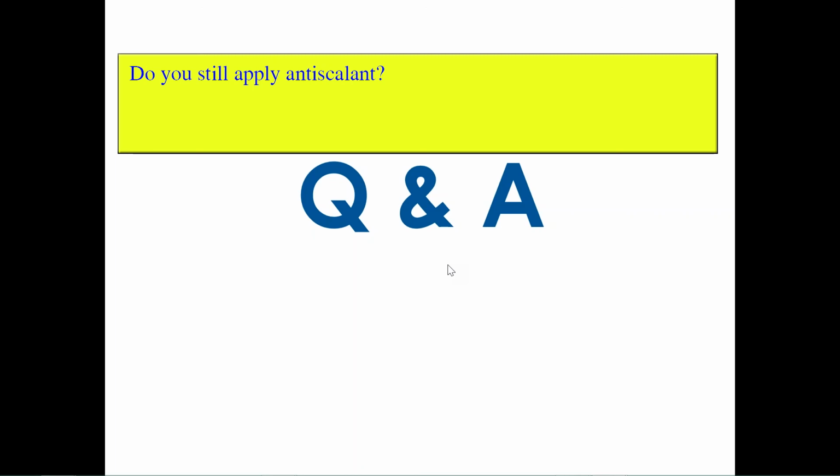Okay, the question is, do we still apply anti-scalant? The answer is yes, and in fact, pretty much in the same way that you would for a conventional RO system when you're driving to whatever recovery rate you're driving to. Sometimes we're able to get away with a little less anti-scalant, but most of our customers are trying to achieve high recovery. And they do that with a combination of our process, intelligent anti-scalant dosing, and pH adjustment.